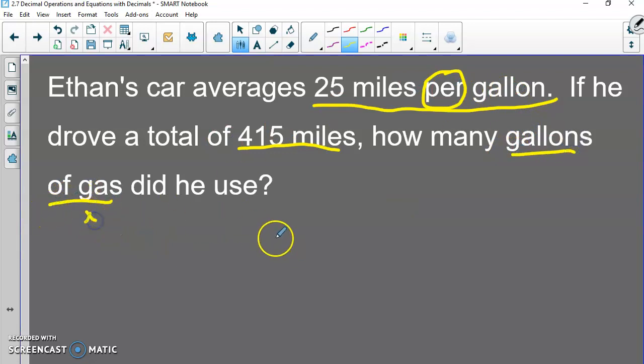Per tells me in the equation I need to multiply 25 times gallons. And we said gallons was x. So it's going to be 25 times x. And this is the total, which goes on the other side. And now we have made an equation. 25x equals 415. Okay, so we're going to divide both sides by 25.